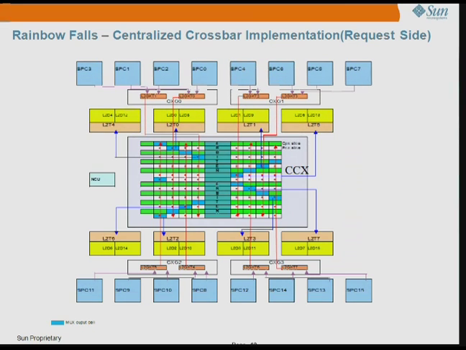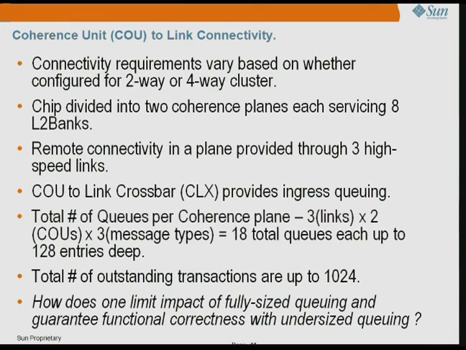This also shows how we've gone ahead and done the merging of L2T, sharing 2 data pipelines, and also the gasket, which is shared by 2 Spark cores and accessing the CCX. So coherence unit to link connectivity was another significant challenge for us because there are higher bandwidth requirements in this generation for coherent accesses, whether remote or local.